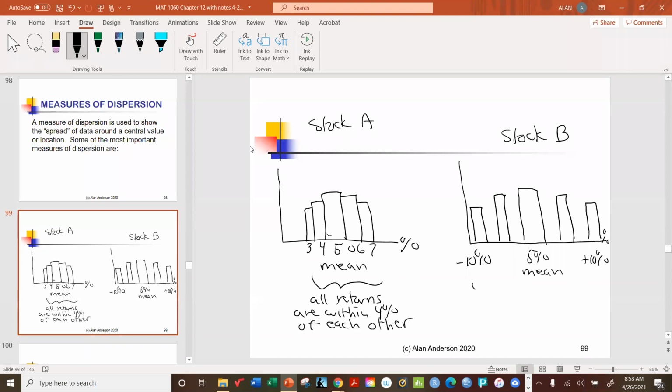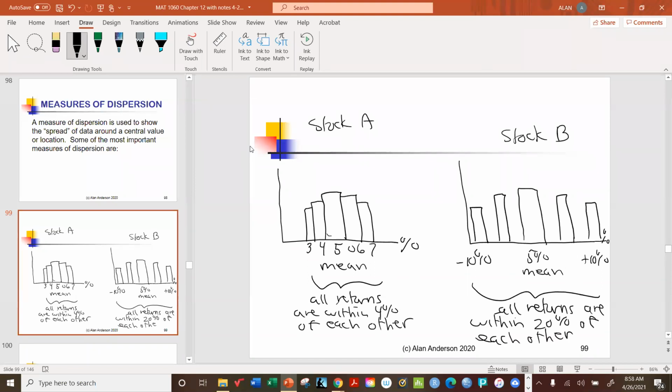Whereas over here, wow, look at this. All returns are within 20% of each other. Okay, so they're not the same, are they? Even though they both have the same mean. And in fact, they both have the same median, don't they? And as a matter of fact, when you look at them, they're both symmetrical, aren't they?